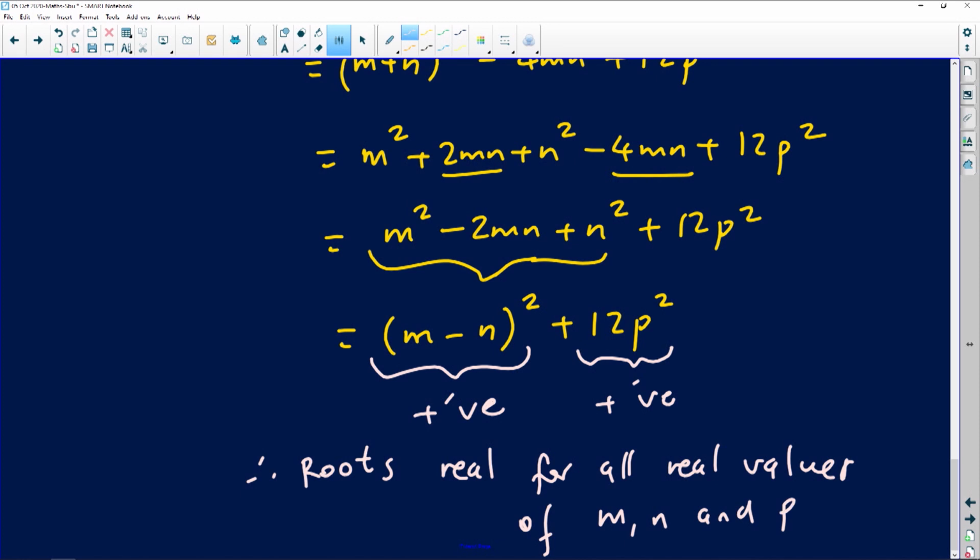Absolutely nice question. Not at all difficult. What matters in this particular question was just getting you to understand that when somebody asks you to prove that roots are real or non-real, you're always going to check b squared minus 4ac. If it's negative, roots are non-real. If it's 0, you get two equal roots. If it's positive, then you're going to get roots that are always real for all real values of any variable that you could be playing around with. Absolutely awesome.